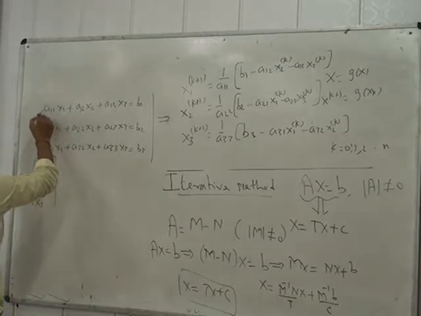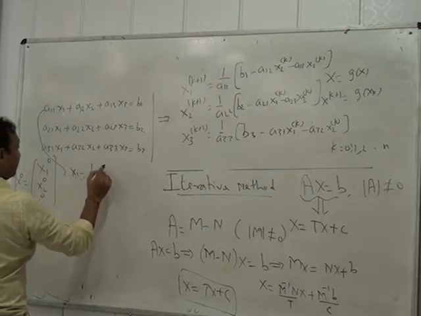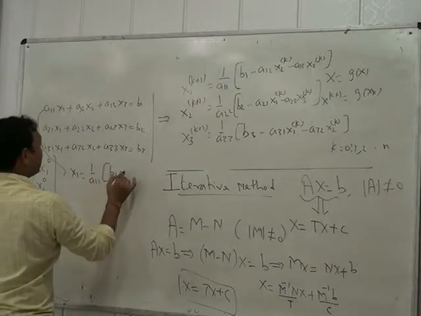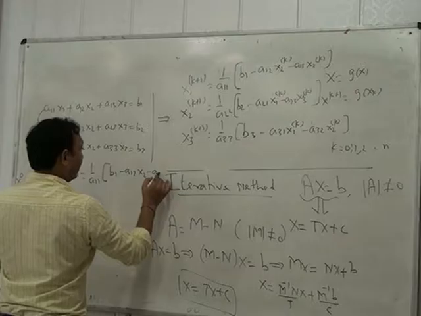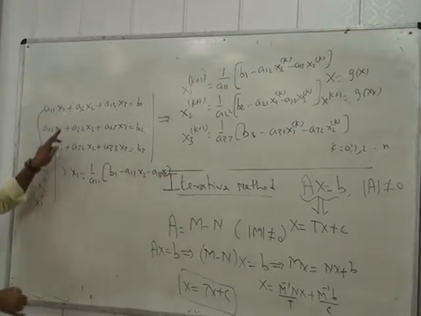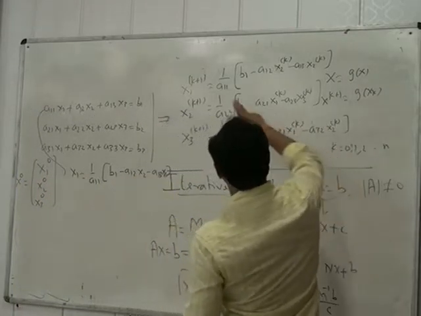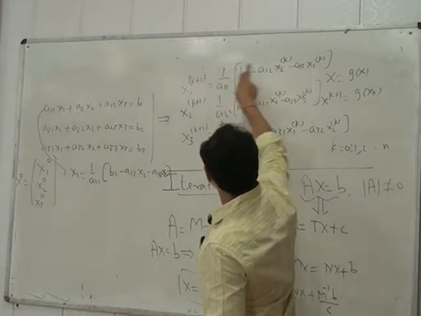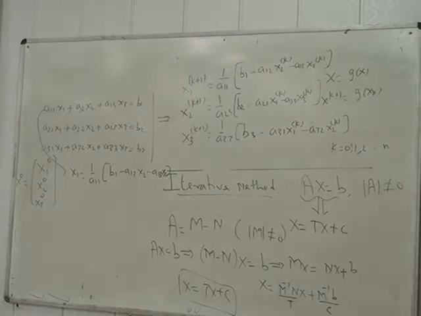Okay. See, I can rewrite this as x1 is equal to 1 by a11, b1 minus a12 x2, a13 x3, correct? I can write this. So now I want to iterate on this in the x(k+1) form. So this is k plus 1, this has to be k, because x(k+1) is g of x(k) like this. I will write the unknown terms in terms of known.